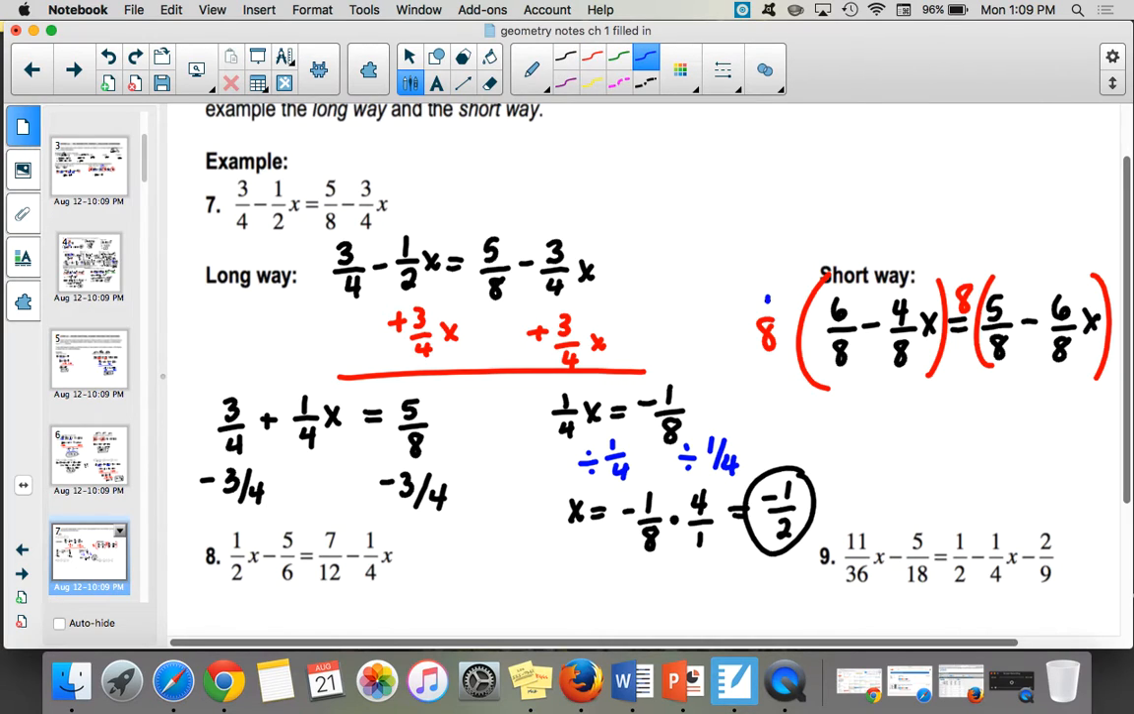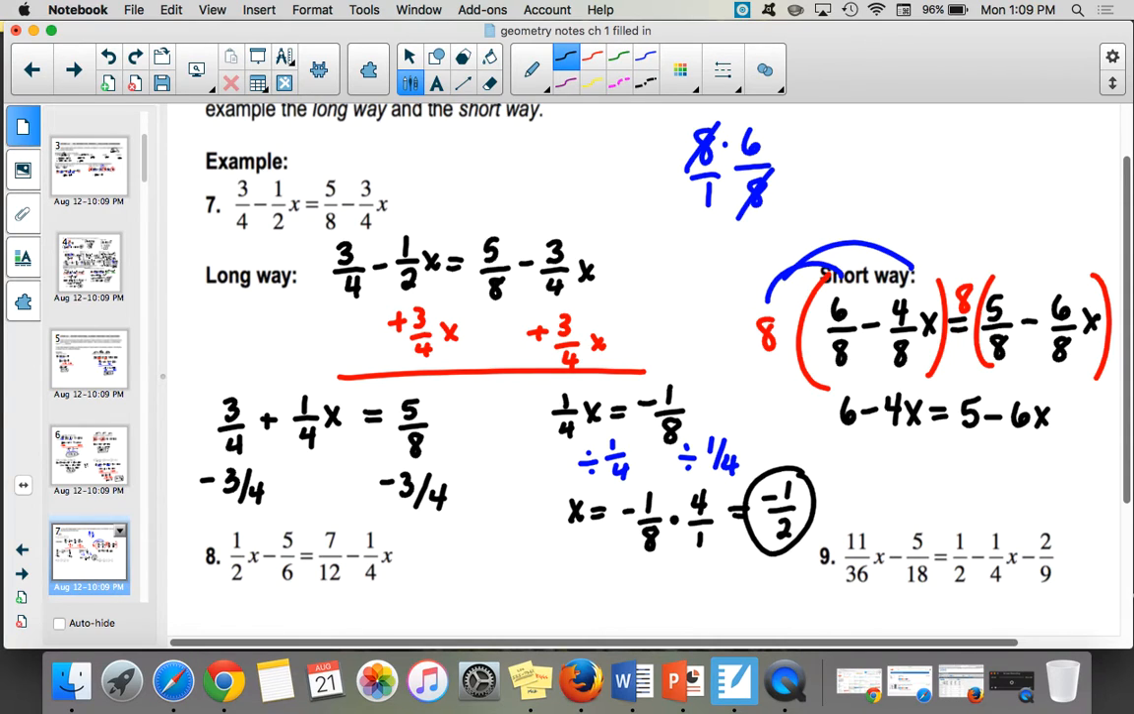So now when I multiply this 8 in, what's 8 times 6/8? What happens? The 8's cancel each other. Yeah, because it's 8/1, right? Those 8's go away, and it just becomes 6. So we get 6 minus 4x equals 5 minus 6x. Isn't that so much easier? Doesn't that just make you smile? You're like, oh, no more fractions, yay.